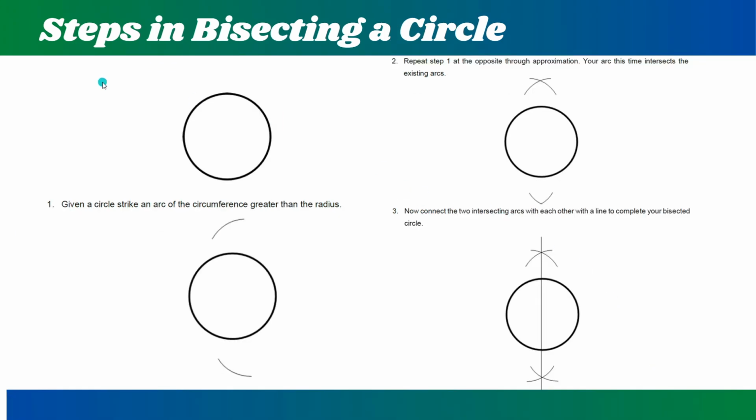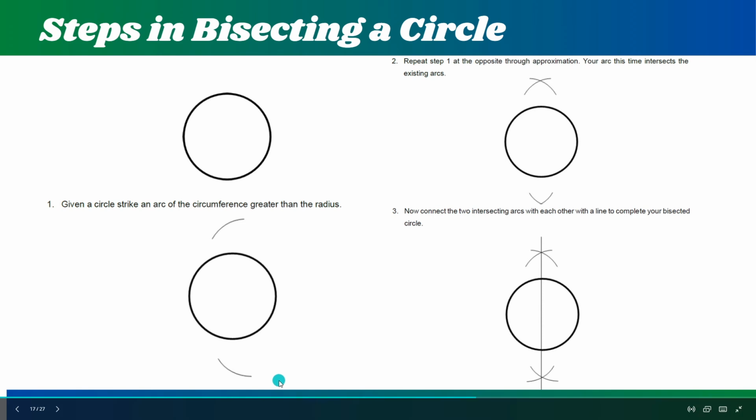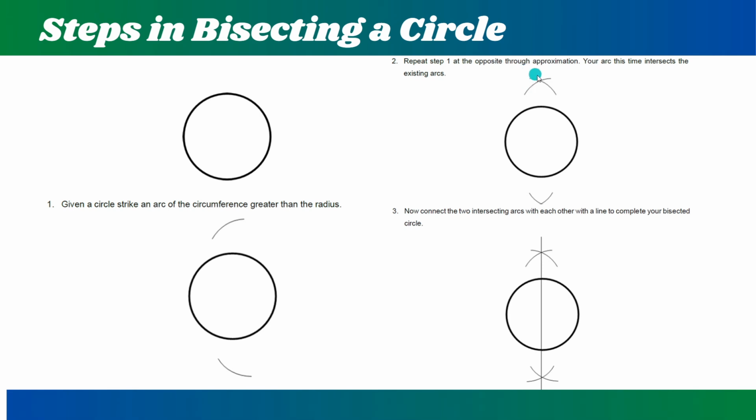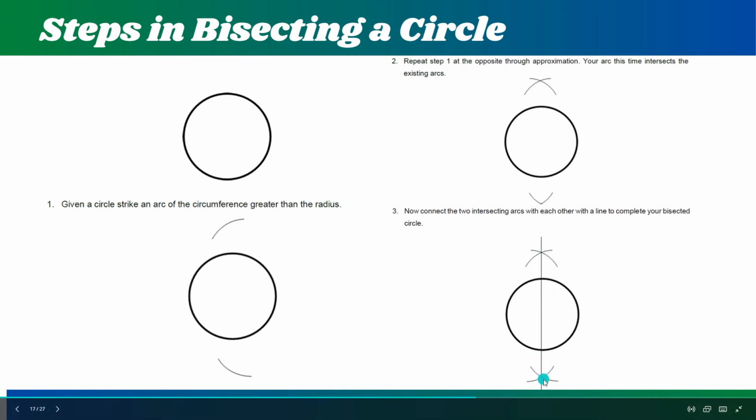Next, steps in bisecting a circle. Given a circle, strike an arc of the circumference greater than the radius. Number 2, repeat step 1 at the opposite through approximation. Your arc this time intersects the existing arc. Number 3, now connect the two intersecting arcs with each other with a line to complete the bisected circle.